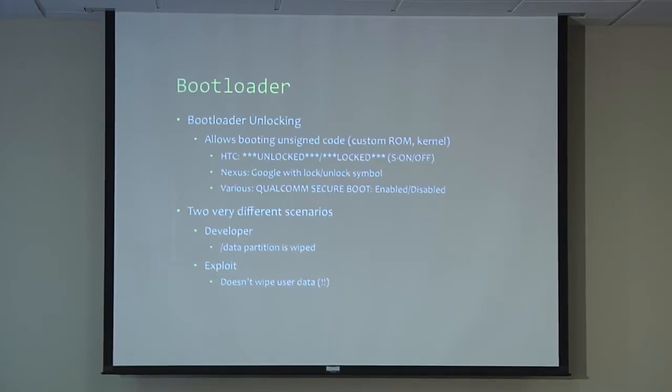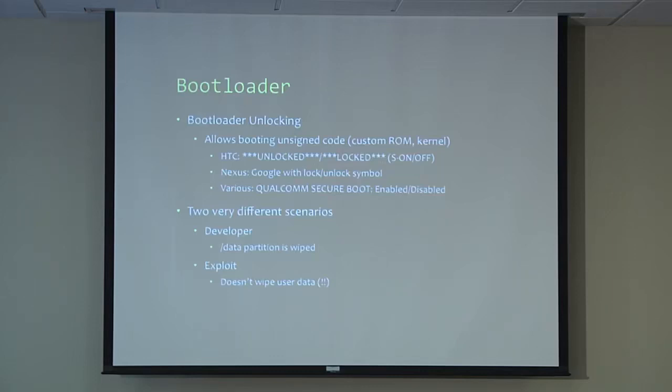HTC has broken it down. So S on and S off. S on protects HBoot and the radio, which you don't care about if you're writing a custom ROM to /system and a custom kernel. Next, Nexus is just Google with a lock-unlock symbol. You've probably seen that on your Nexus devices. And then Qualcomm Secure Boot, enabled, disabled. So two very different scenarios for unlocking the bootloader.